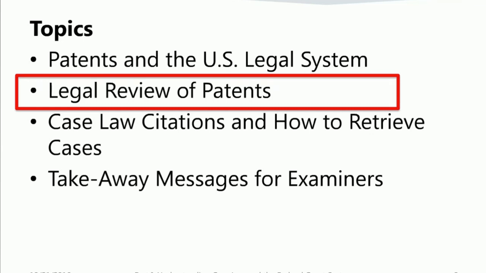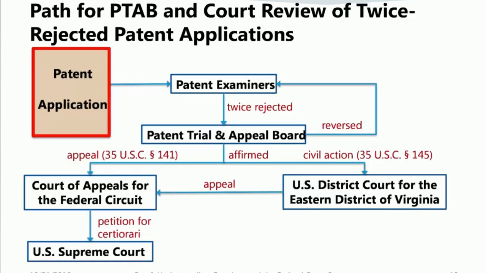We'll move now to our second topic, legal review of patents. This slide provides a schematic showing how a patent application that is twice rejected by the examiner can be reviewed by the PTAB and the federal courts. It's important because it shows the pathway that leads to the courts that decide the cases that influence how examiners do their job. The flowchart begins with the patent application in the red box.